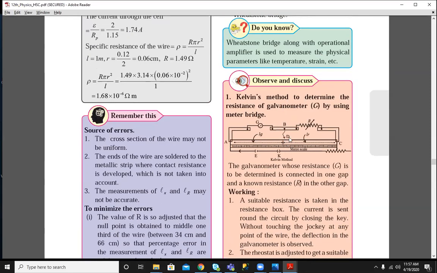Initially in this method, we don't put the jockey on wire AC, and check the deflection of current in the galvanometer. As we have not put the jockey on the wire, there is no current across the wire BD. We touch the jockey on the wire and find the point for which the galvanometer shows the same deflection as it was showing before touching the jockey on the wire. Okay, so what I said earlier, the method is explained in this way.